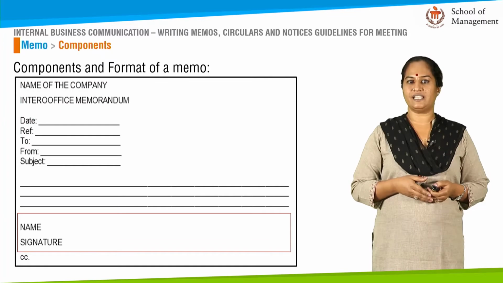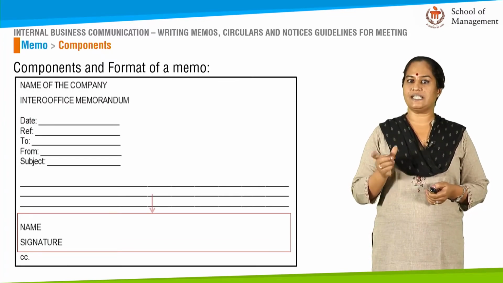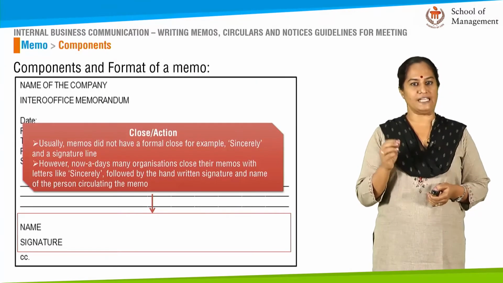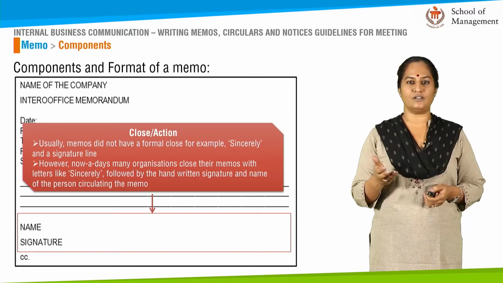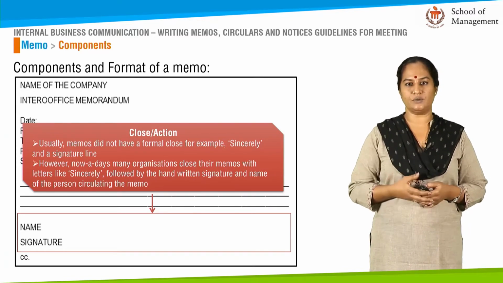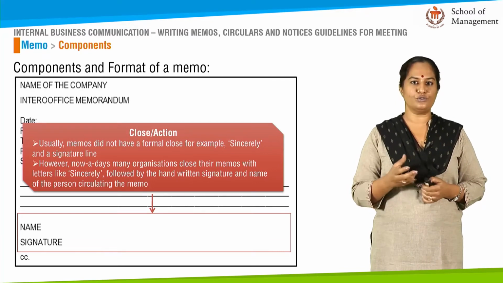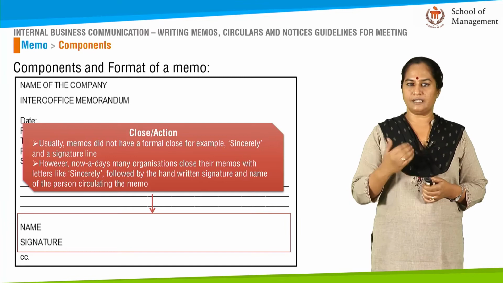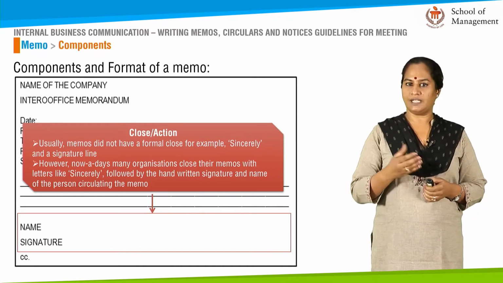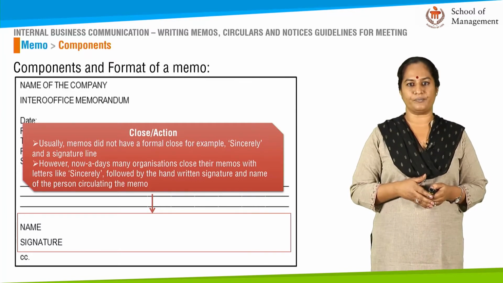Now let's look at the next block, which is the name and the signature. The name is usually written in capital letters, and the signature is your personal signature or an e-signature, considering the era of electronic mail. There is also a close action here that we have, though not mandatory. Again, I would advise you to use things like sincerely at the end of the memo. This gives a good close to the memo. Again, it helps in building rapport with the person who is reading this memo.